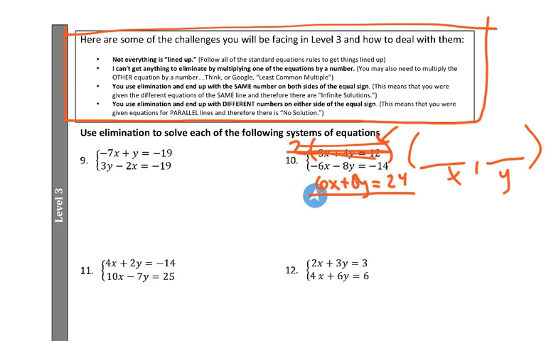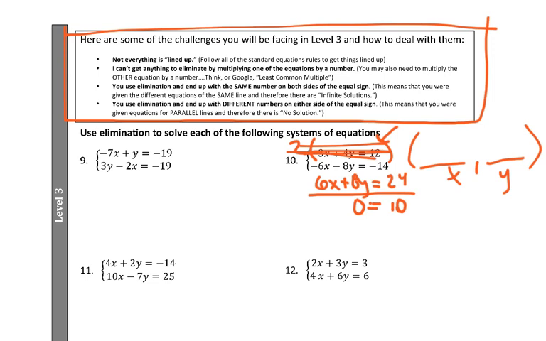Do we have opposite signs? Well, yeah, we do in both cases, which is great. We've got negative 6 and 6, negative 8 and 8. This really seems to be working out for us. So let's go ahead and add straight down. Negative 6x plus 6x is 0. Negative 8y plus 8y is also 0. So we've got a 0 over here. Negative 14 plus 24 is a 10.